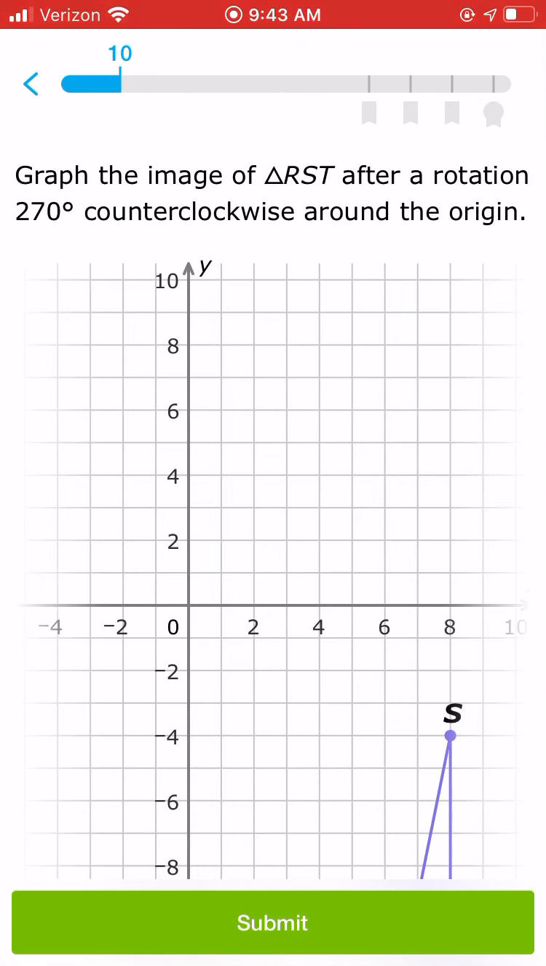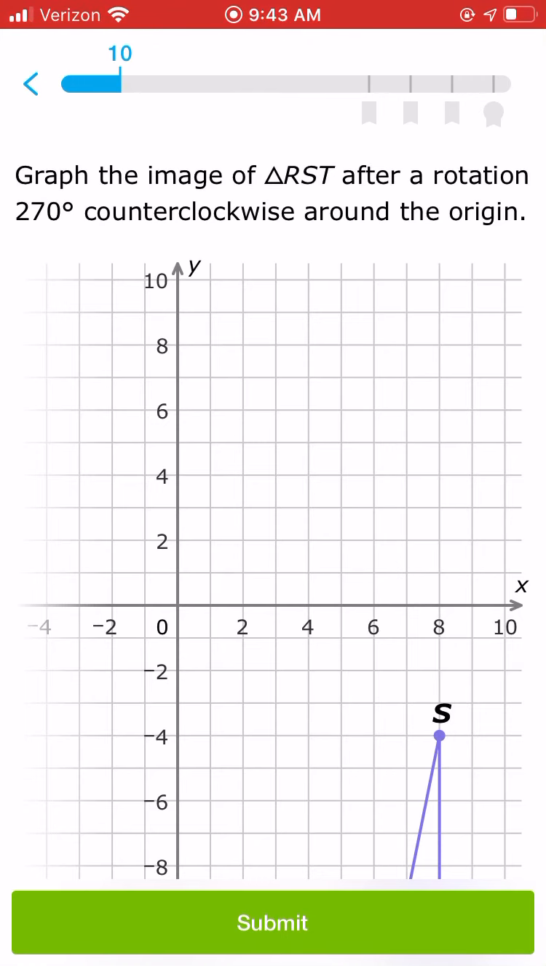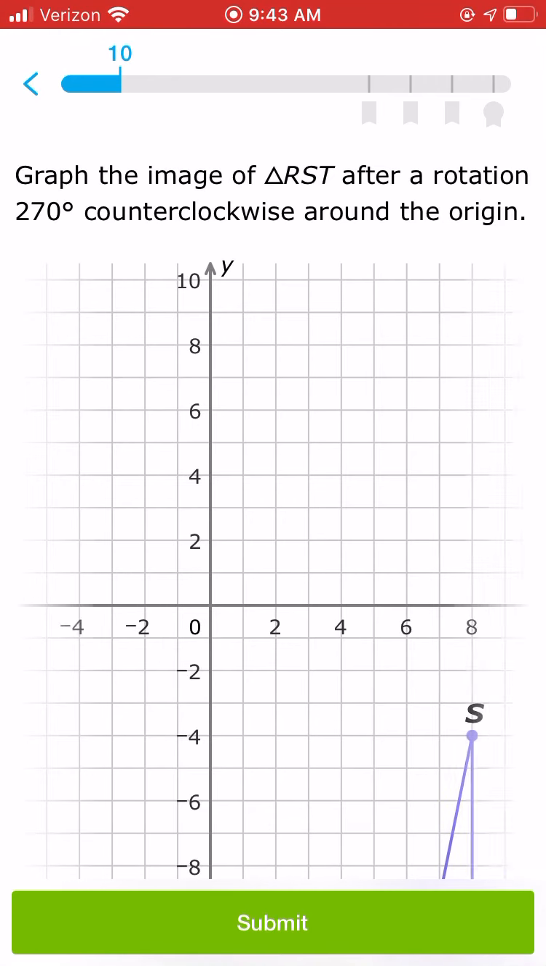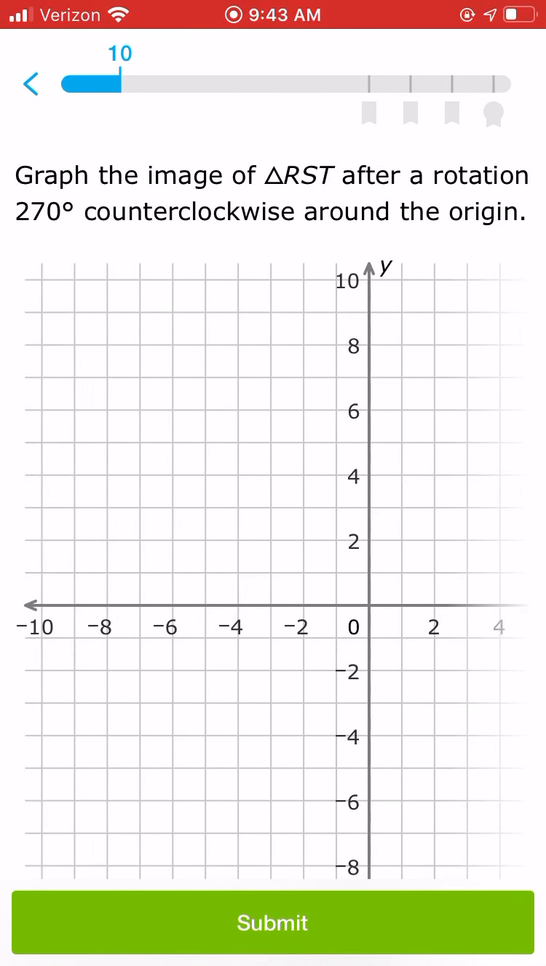270 and 90 are exactly the same in that you switch your X and Y's. So I'm going to switch my X and Y's. You just have to know what quadrant you're landing in, third. So my X is 8 and my Y is 4 for S. So I'm going to go over here and switch it and make, instead of 8, 4, I'm going to do 4, 8 and drop a point.